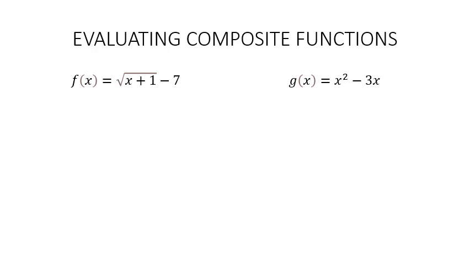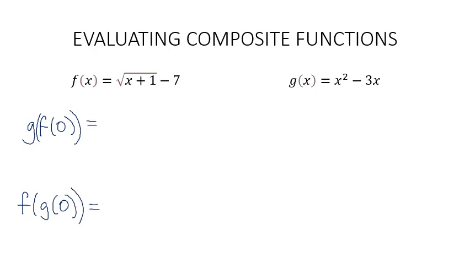We can use these same two functions again to answer two more questions. What is g of f of 0? And what is f of g of 0? We're expecting that they might not be the same answer. Start with the inside. f of 0 means that we replace this x with 0. We've already calculated that. The square root of 0 plus 1, minus 7, was negative 6. So this is g of negative 6.